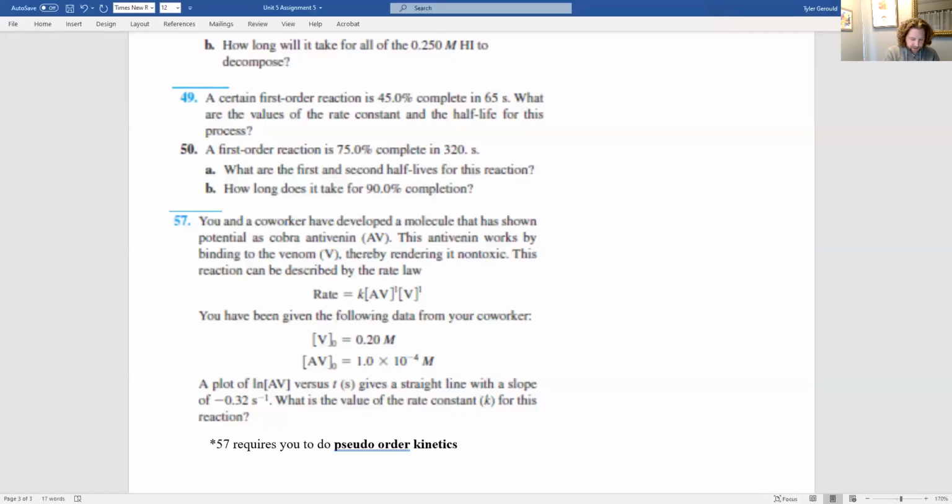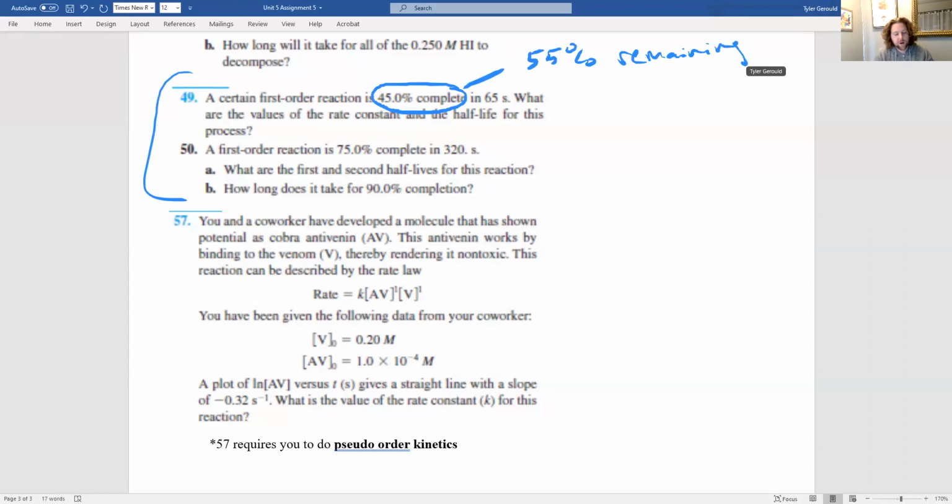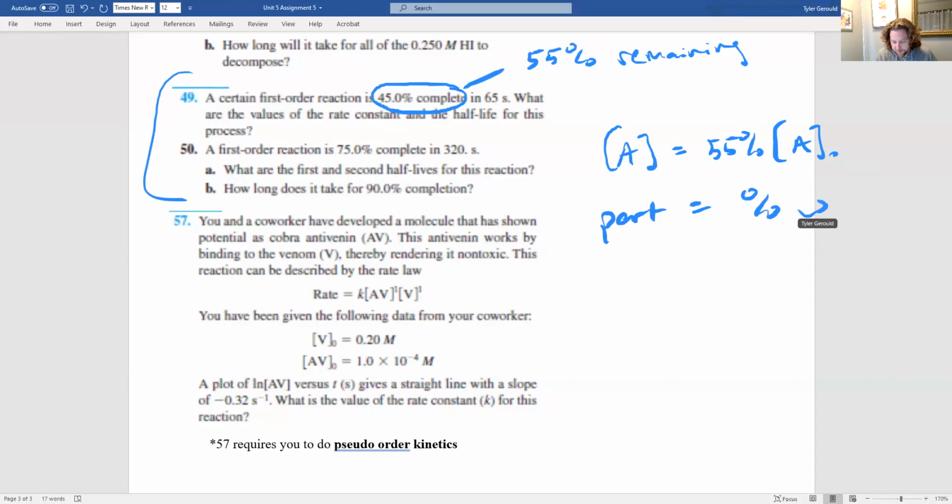For questions 49 and 50, a quick reminder about what it means to be 45% complete. It means that 55% of the concentration is remaining. So whatever you have of the original concentration, the concentration after some point in time is going to be 55% of the initial concentration. Just to do a part equals percent times a whole thing, just to compare that to a general percentage calculation sample.